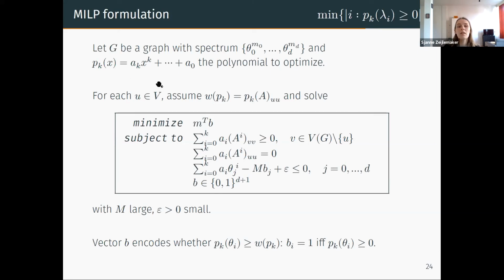And the idea is now that for each vertex of the graph, we create this integer program. So for each vertex, we assume that it corresponds to the smallest diagonal entry of P(A). So like I said, we can assume this to be 0. And then we have a second constraint, which says that the other diagonal entries should be at least as large. And the way we compute our bound is we have this characteristic vector B, which is set to 1 exactly when this equation is satisfied. So exactly when P on an eigenvalue is larger or equal to 0.